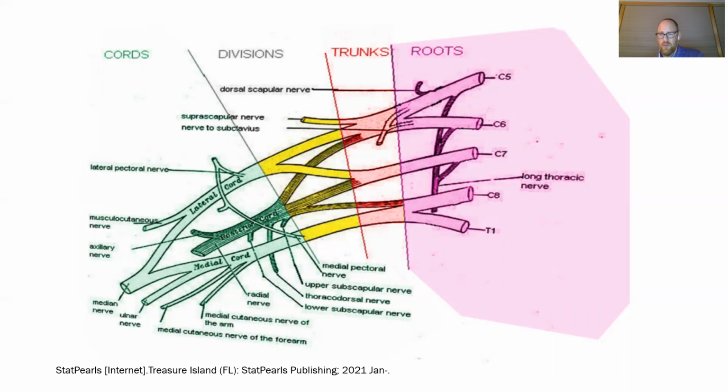We have 2 divisions: an anterior division and a posterior division. We know that the radial nerve arises from the posterior division. Median nerve and ulnar nerve arise from the anterior division, which turns into the lateral cord, which gives rise to the musculocutaneous nerve. And then also, obviously, the medial cord, which gives rise to the ulnar nerve and the median nerve as well.